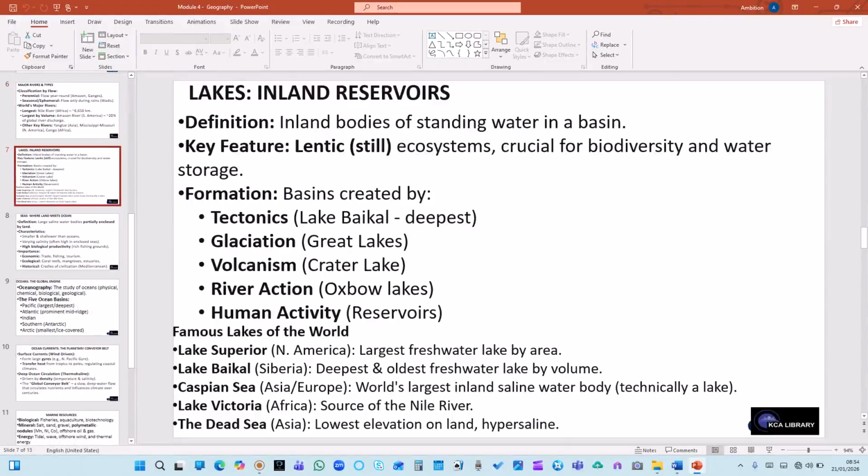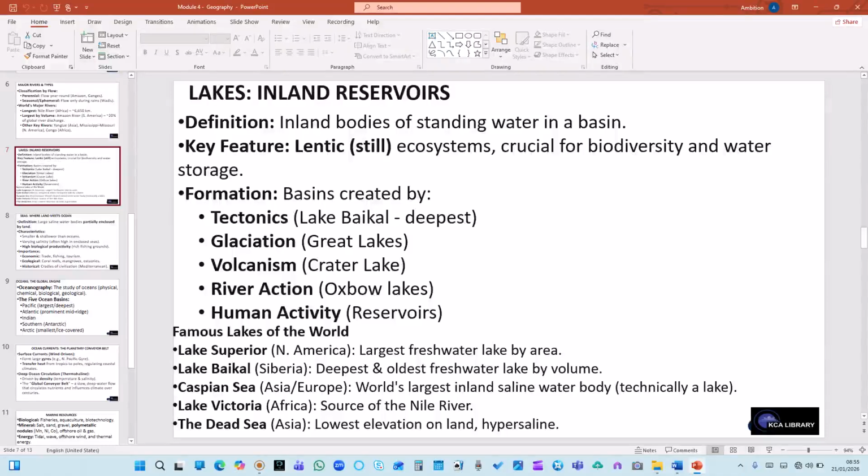Now let us look at lakes, another form of water body. Lakes may be defined as inland bodies of standing water in a basin. So it is a kind of water body that is always still in nature. The key feature of lake is lentic ecosystem. So that is to say, it does not move, although it may have inward inflow and outflow, but it is always a lentic, still ecosystem. That is, it doesn't move, which is crucial for biodiversity and water storage.